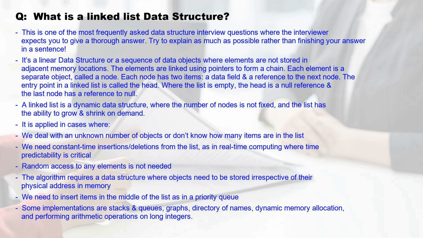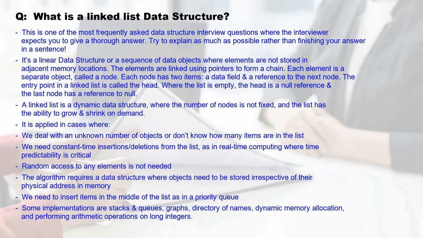A linked list is a dynamic data structure, where the number of nodes is not fixed, and the list has the ability to grow and shrink on demand. It is applied in cases where we deal with an unknown number of objects or don't know how many items are in the list. We need constant time insertions/deletions from the list, as in real-time computing where time predictability is critical. Random access to any elements is not needed.